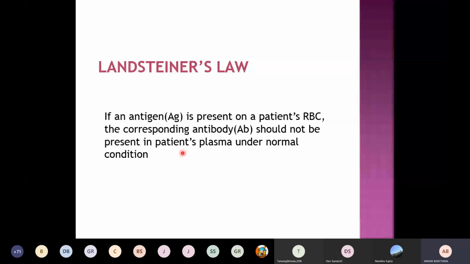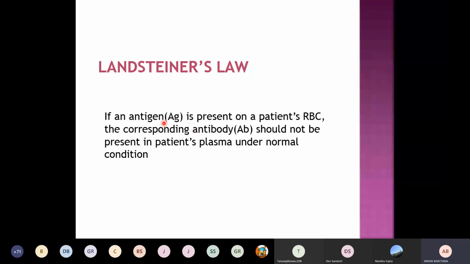So what does it state? It states that if you have an antigen on your RBC, then the corresponding antibody should not be present in your plasma. So if you have A antigen, then you won't have A antibody. The person who has A antigen will not have A antibody in the plasma. Likewise, if the person has B antigen, then he won't have B antibodies in the plasma. Basically, this is what is stated by Landsteiner's law.